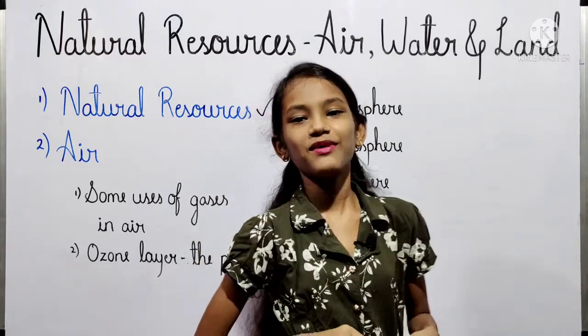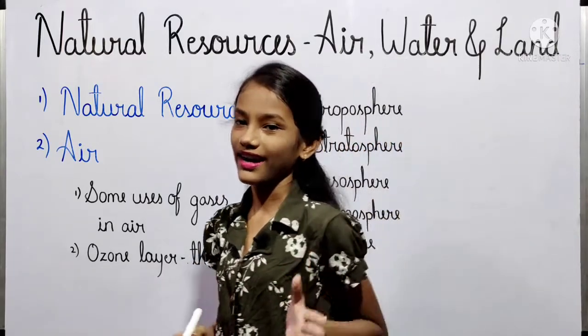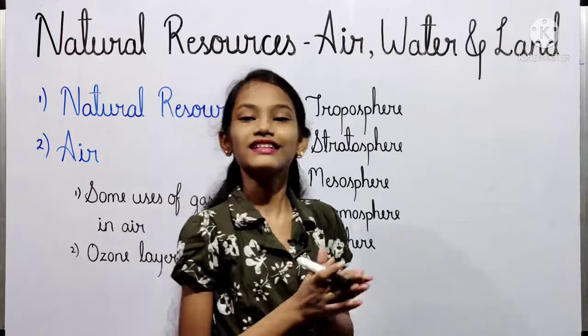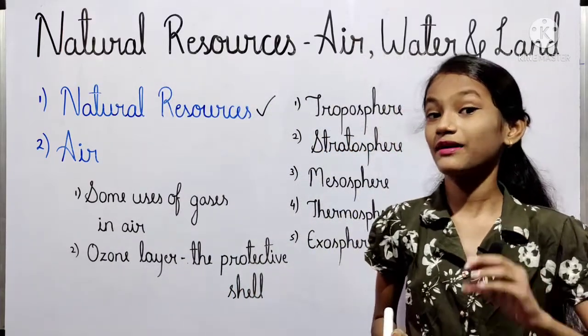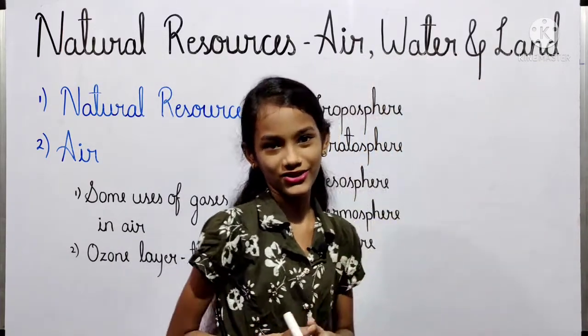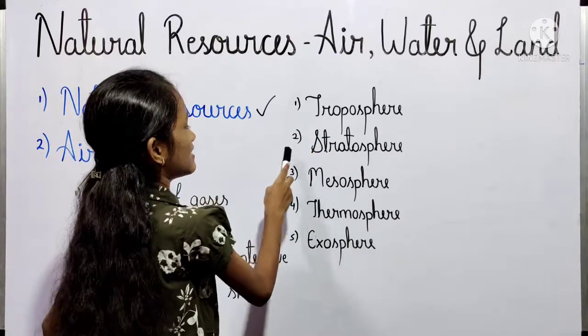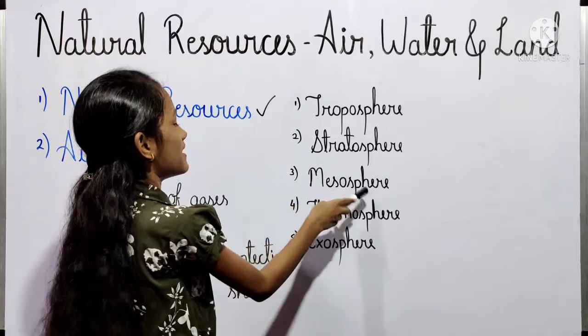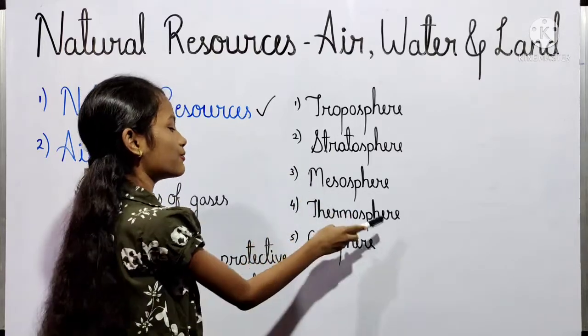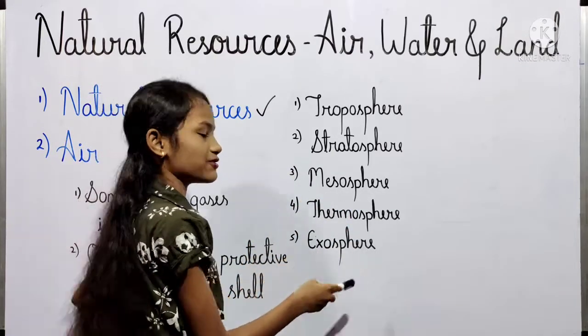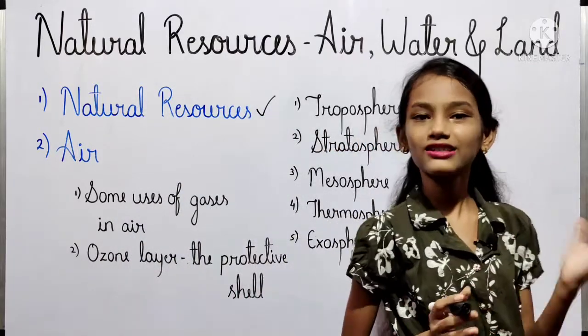So now we will see one question and answer, that is, what are the 5 types of layers in the atmosphere? तो वायुमंडल में 5 प्रकार के परत कौन से होते हैं? So they are: the first one is the troposphere, second one is the stratosphere, third one is the mesosphere, fourth one is the thermosphere and fifth one is the exosphere. So this is the answer to this question.